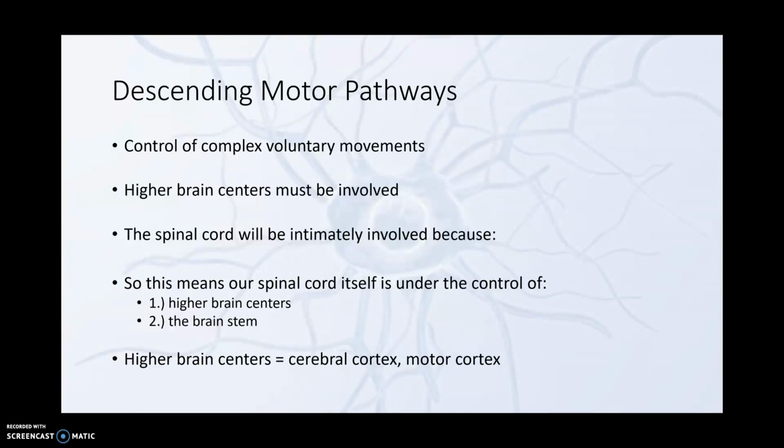The spinal cord will be intimately involved because that's where the interneurons are, and that's where the alpha motor neurons are. But the decision that determines the contraction or relaxation is actually going to come from the brain, not from the spinal cord itself. So this means our spinal cord itself is under the control of 1, higher brain centers, and 2, the brain stem. Our higher brain centers are our cerebral cortex and our motor cortex. Those are the ones we're going to be talking about a lot.